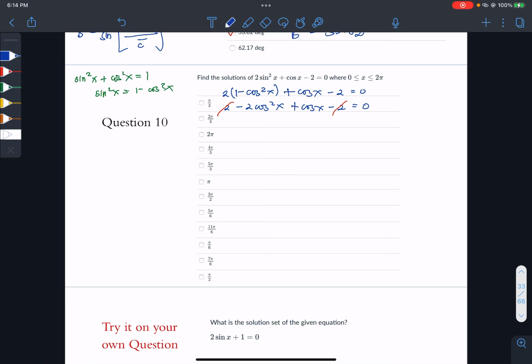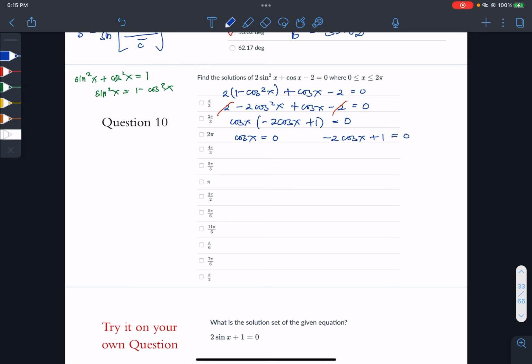Pero I can factor out cosine x, no? So cosine x, factor out natin siya. So matira would be negative 2 cosine x plus 1 is equal to 0. So cosine x times negative 2 cosine x is negative 2 cosine squared x, tapos cosine times 1 is cosine x. So ngayon, meron tayong dalawa. So the first one is cosine x equals 0. The other one is negative 2 cosine x plus 1 is equal to 0.